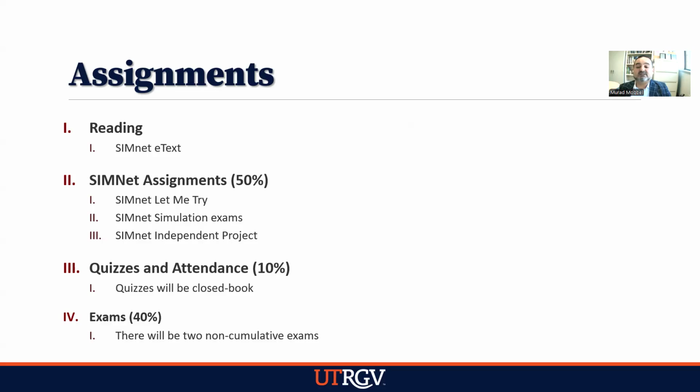Then you are going to practice by doing the simulation exams, which give you multiple attempts, to practice what you just learned in the Let Me Try. And last but not least, you are going to do the independent project, where you download the Excel project file to your desktop. You will be given instructions on how to analyze the data and show that you have mastered the skills you learned for that chapter. These assignments are worth 50% of your grade in the course.